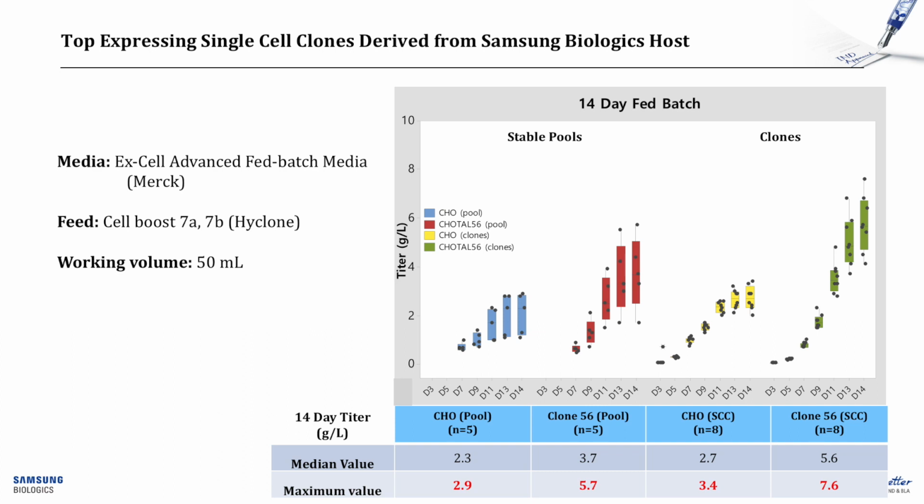As we move to that single cell isolation and screening in the 14-day fed batch process here, the CHO control yielded clones with 3.4 gram per liter, so you still see an increase in expected titer from your stable pool to your single cell isolation, and that really held true for the clones that were derived from the CHO 56, where we isolated clones at 7.6 gram per liter. And again, I will highlight that this was done prior to any upstream or downstream process development or any work on the vector to this date.